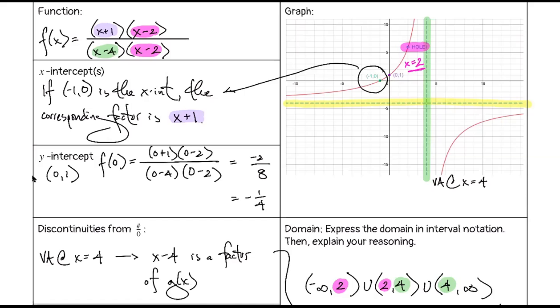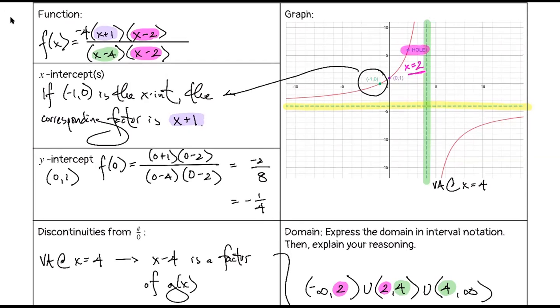Folks are saying times -4. Okay, so let's see. If I multiplied by -4, that would mean I would take my -1/4 times -4. That would make the numerator equal to 8, and 8 over 8 will give us 1. Okay.